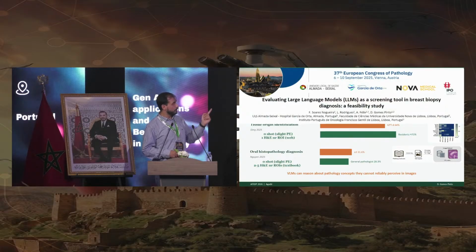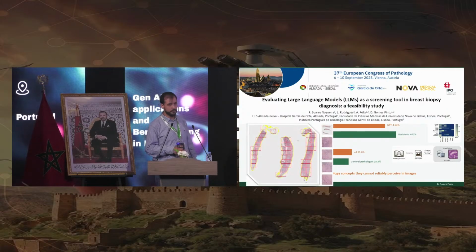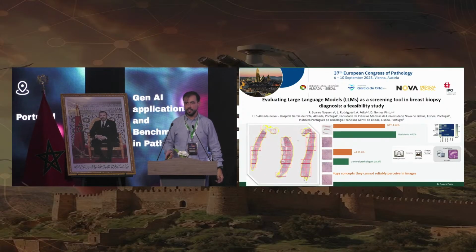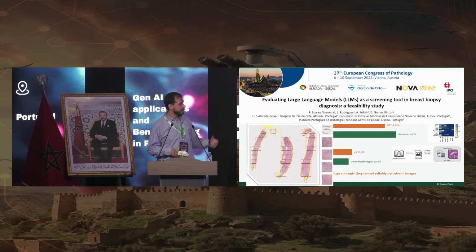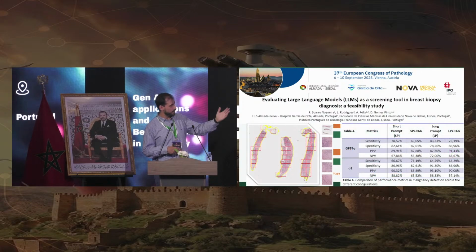This is a poster we presented at the ECP last year, where essentially we grabbed a small series of 65 breast biopsies. We developed a semi-automated pipeline for segmentation and tiling, because you have to give these foundational models, commercial ones, tiles. And we selected the most representative ones through a ratio. It works more or less. And then we fed them to the models.